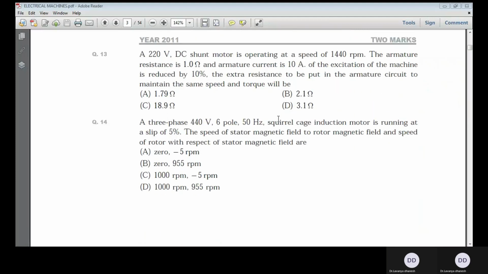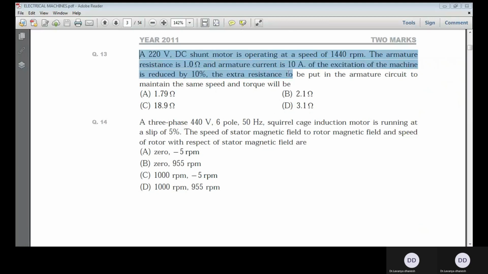Next problem: a 220-volt DC shunt motor is operating at a speed of 1440 rpm. The armature resistance is 1.0 ohm and the armature current is 10 ampere. If the excitation of the machine is reduced by 10 percent, what is the extra resistance to be put in the armature circuit to maintain the same speed and the torque? So they are asking that.